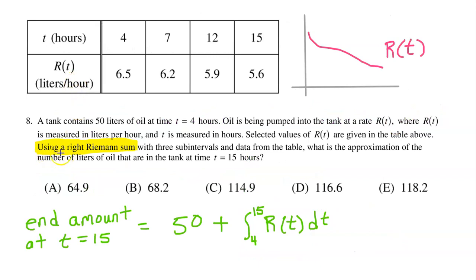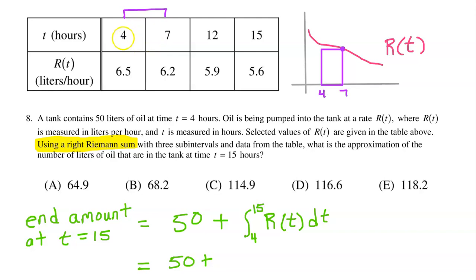We can use a right Riemann sum to approximate the value of this integral. When we do a Riemann sum, we are using rectangles to approximate the area under a curve. When we do a right Riemann sum, we draw our rectangles so that the right edge of the rectangle touches the curve. So right here.